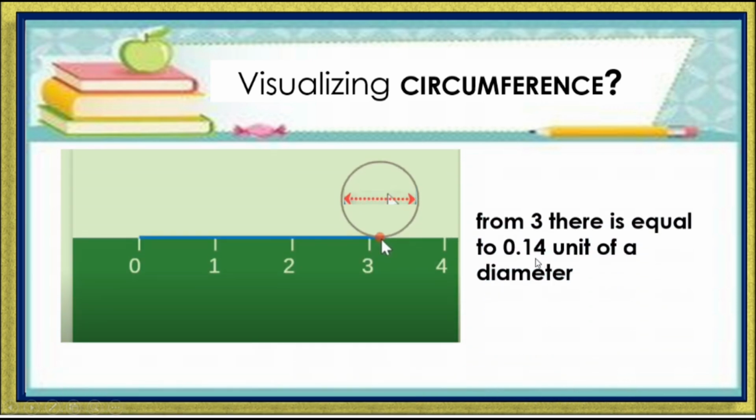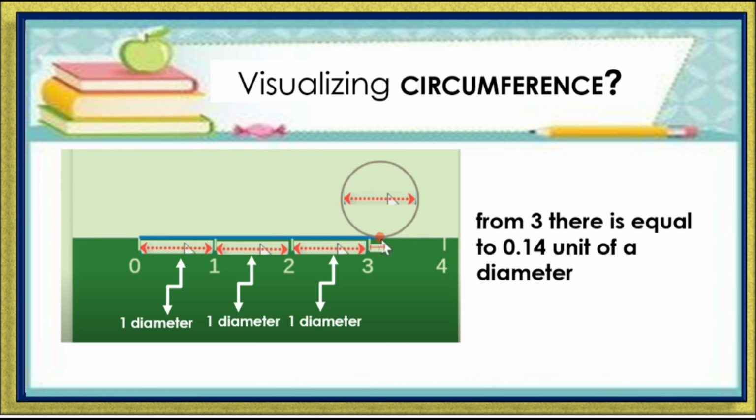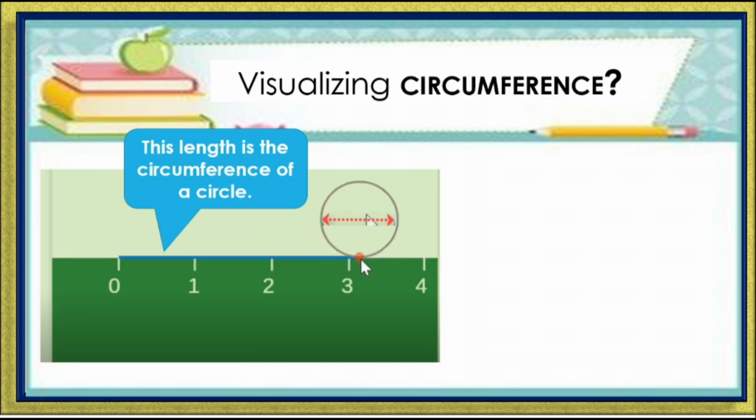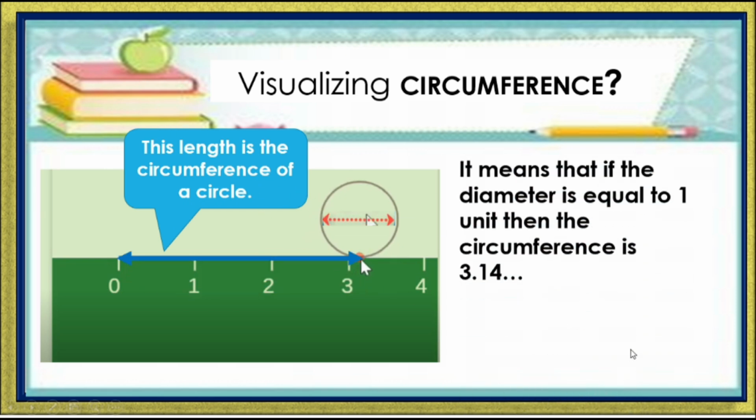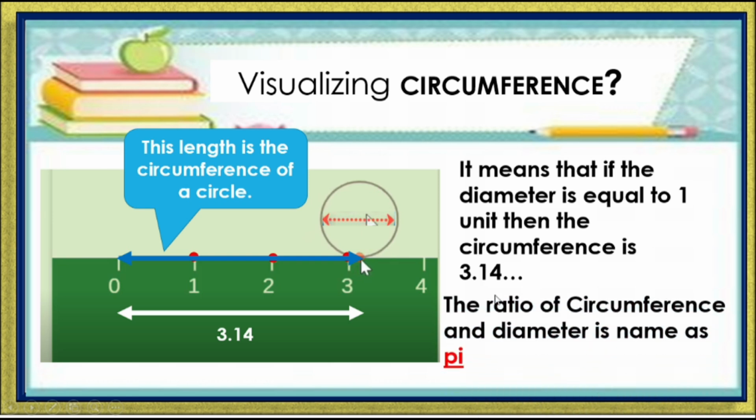So, from 3, there is a remainder equal to 0.14 unit of a diameter. So, we have 1, 2, 3 diameters, and the remaining part is 0.14. So, therefore, the length is the circumference of a circle. It means that if the diameter is equal to 1 unit, then the circumference is equal to 3.14. So that would be how to visualize the circumference of the circle. So the ratio of the circumference and the diameter is named as pi.